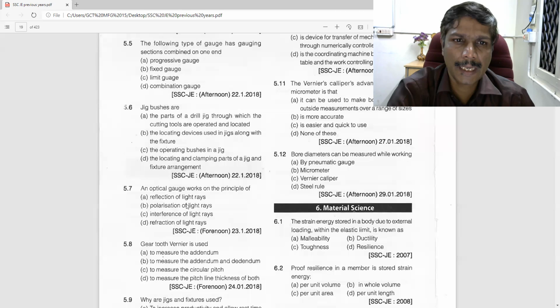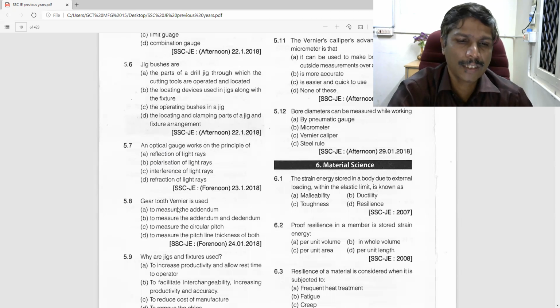Next is optical gauge. Optical gauge works on the optical principle. Optical is a 7-letter word. When you remove the first 3 and last 3 letters, the middle letter is I, for interference of light rays. Optical gauge works on the principle of interference of light rays.